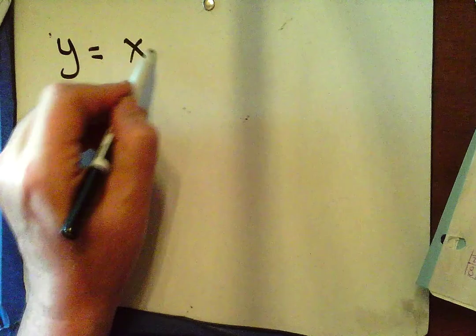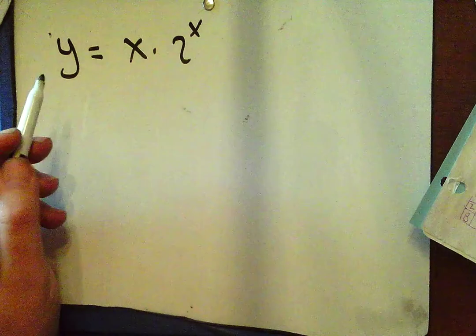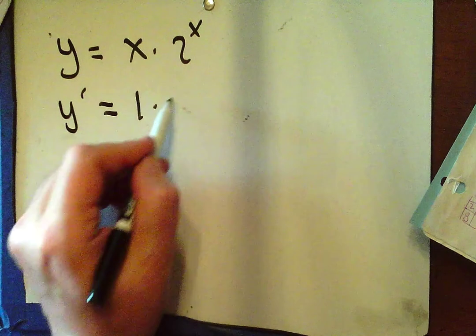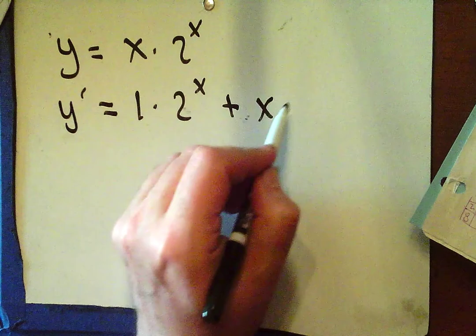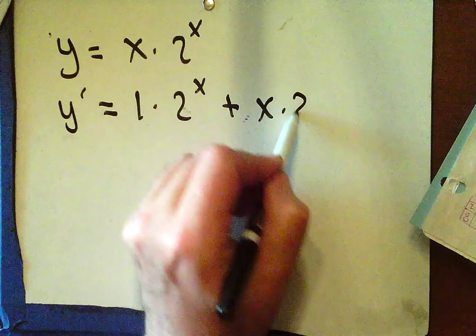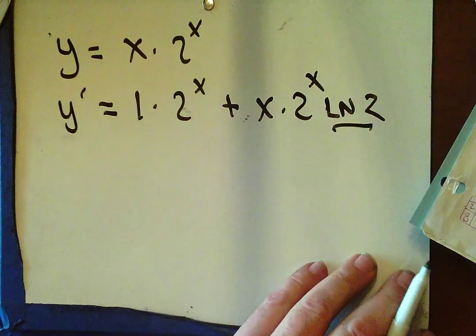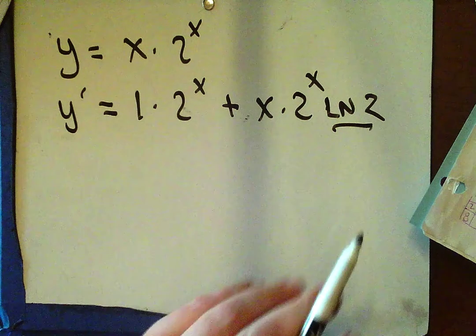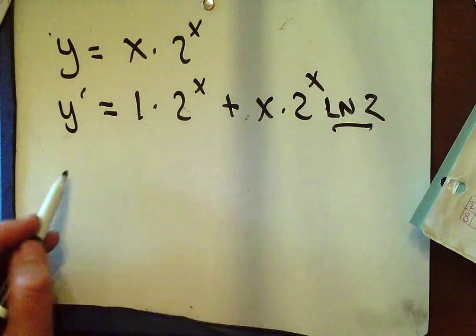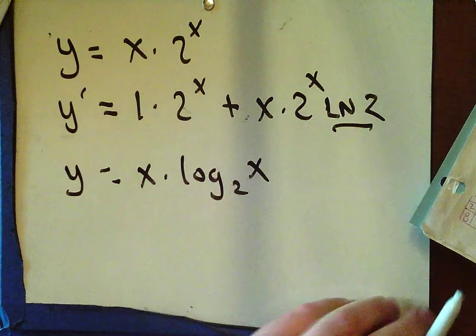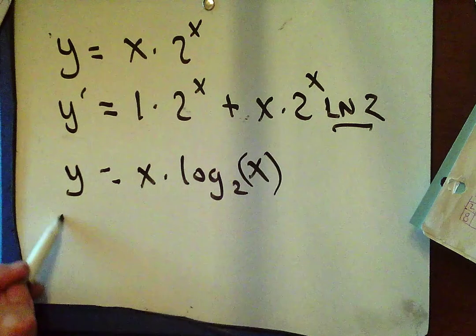Y equals x times 2 to the x. So, did you get y prime equals 1 times 2 to the x plus x times the derivative of this, which is 2 to the x ln 2? A lot of people forget that ln 2 when taking the derivative of 2 to the x. Hey, what about this one? X times log base 2 of x. What would y prime be here?